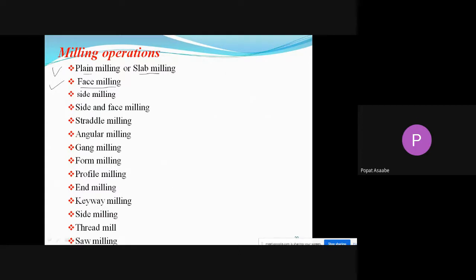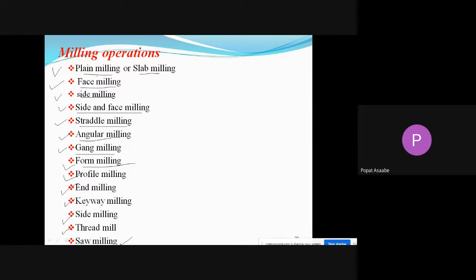Okay, first is plain milling, second is face milling, third is side milling, then side and face milling, then straddle milling, then angular milling, then gang milling, form milling, profile milling, end milling, keyway milling, side milling, thread milling, and saw milling. Okay, that many milling operations are there, and all of them we can perform with the help of the milling machine. These are the names of your operations.